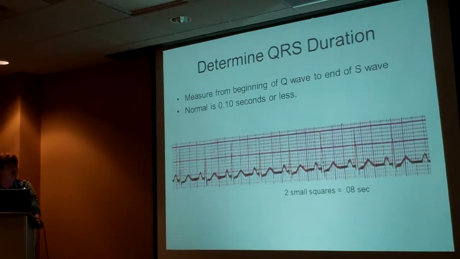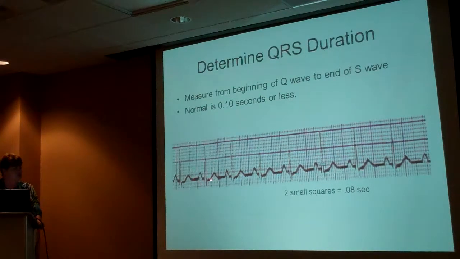Next, we want to look at the QRS duration. How long does it take for that impulse to travel through the ventricles to get the ventricles depolarized? And that is represented in the QRS. From the beginning of the Q to the end of the S. Remember that the end of the S is back up at that baseline. Remember that the QRS has pretty sharp deflections, not going off to the side.